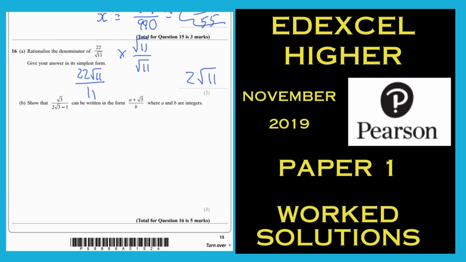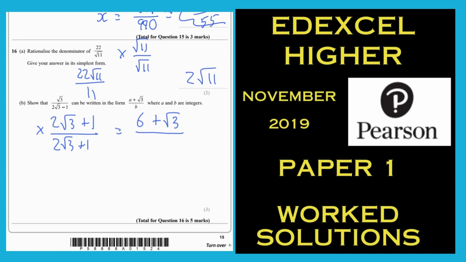You need to introduce multiplying top and bottom by the conjugate, which is posh for change the negative in this case to a positive. Top times top, root 3 times 2 root 3. Root 3 times root 3 is 3. Doubled, 6. 1 times root 3.